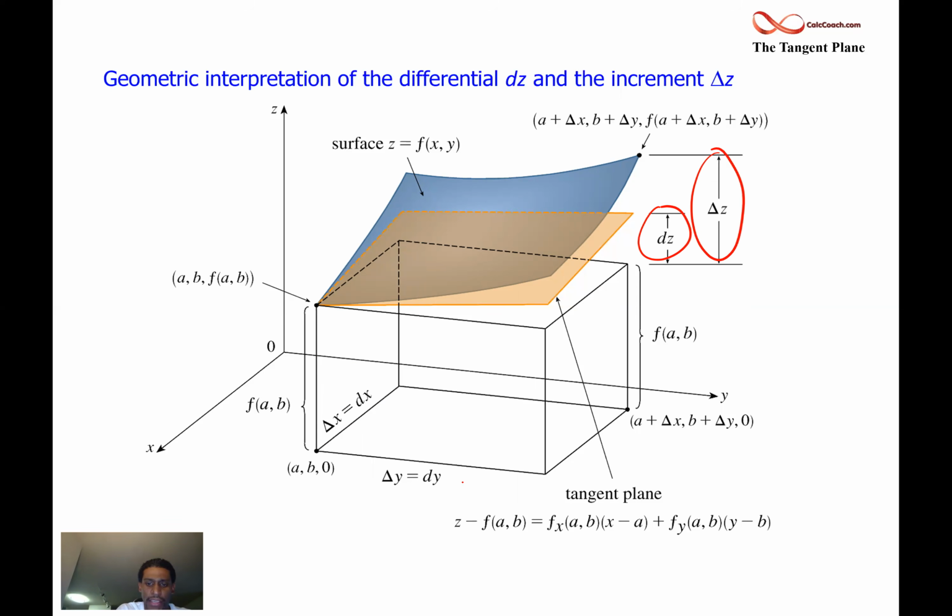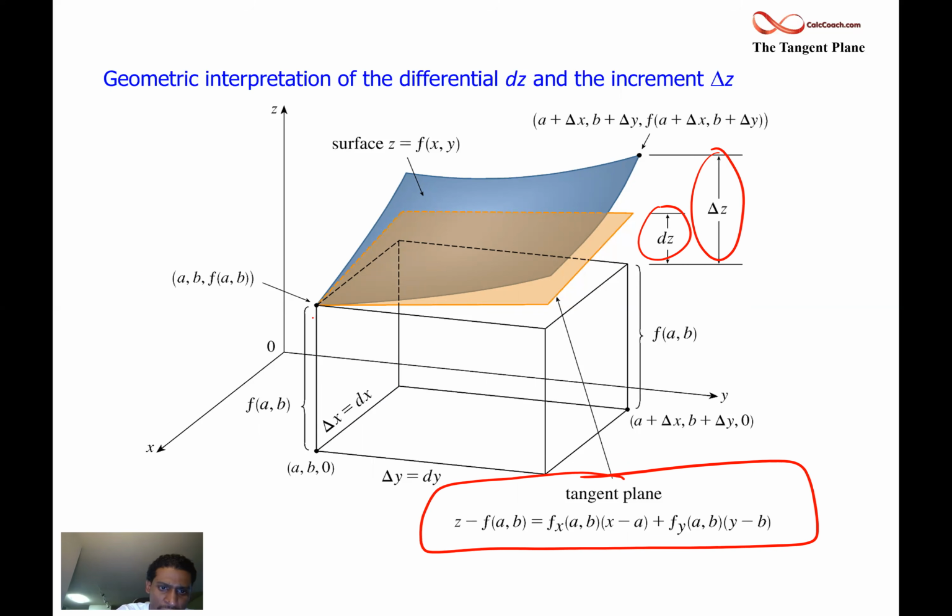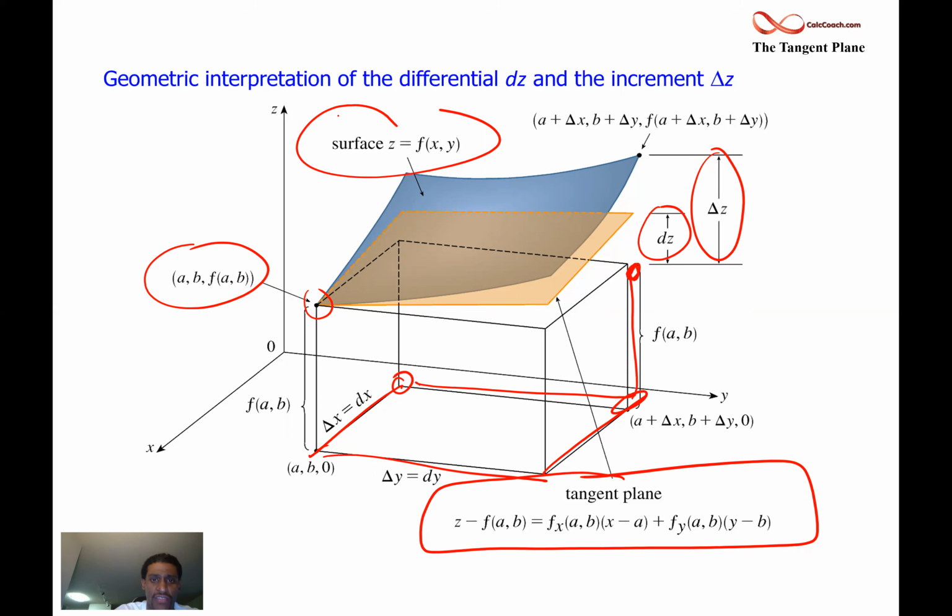Using the tangent plane as the approximator, we'll have a certain known value of a and b, or x naught and y naught, and we change x by a small amount, we change y by a small amount. The question then becomes, how does that change in x and change in y lead to a change in z?